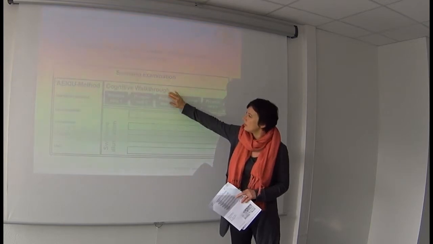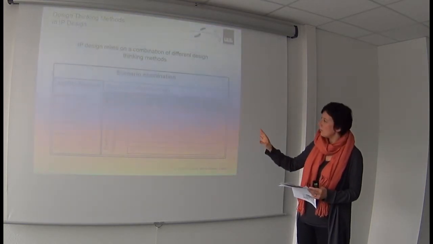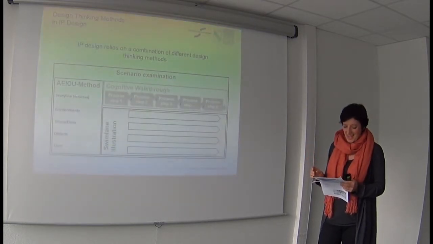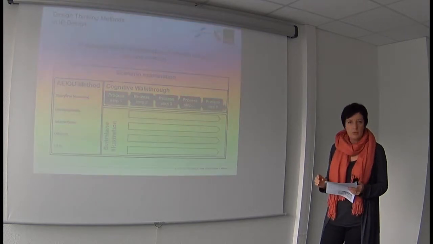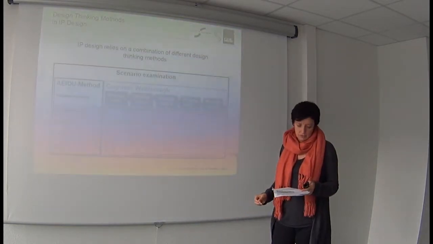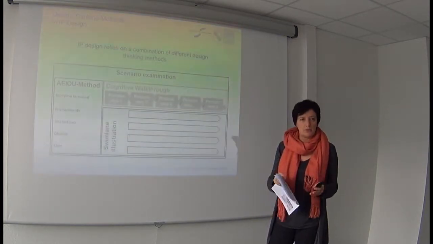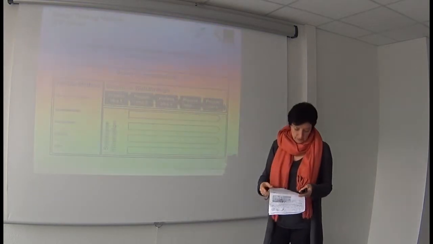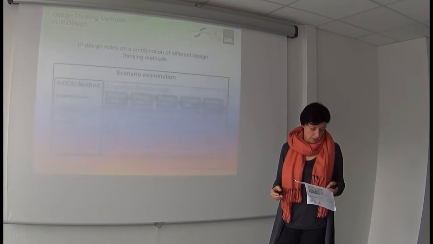Here you can see the cognitive walkthrough, and we have the AEIOU method. The cognitive walkthrough is a systematic analysis of activities, and the AEIOU method is a framework to collect and organize information according to different categories. You have the environment, which is the space where the activity takes place. You have the interaction: person-person, person-object, or object-object interaction. We have the objects, which are the system components, and the user, because we can have different groups of users and they can have different needs.